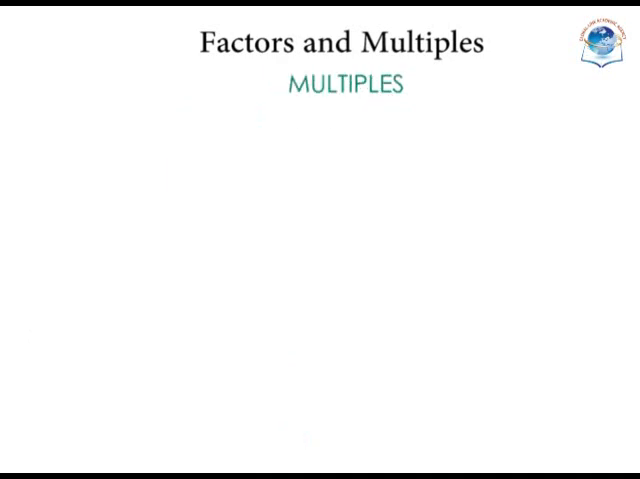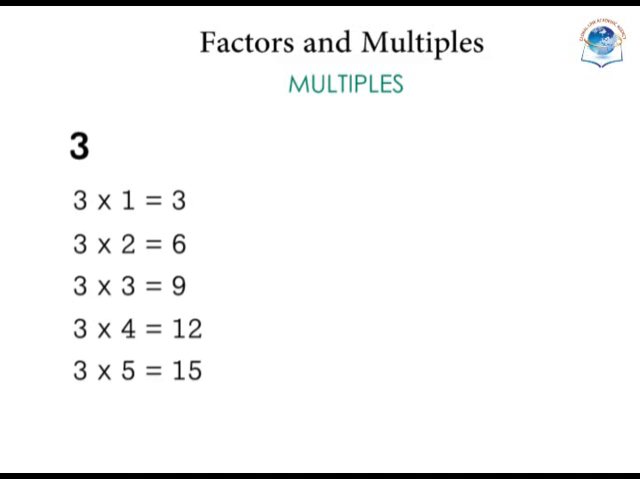Now let's go to multiples. We said that in the multiplication 2 times 4 equals 8, 8 is called a multiple. Now consider the number 3. 3 times 1 is 3. 3 times 2 is 6. 3 times 3 is 9. 3 times 4 is 12. 3 times 5 is 15. The numbers 3, 6, 9, and 12 are called multiples of 3. Any number has an infinite number of multiples.